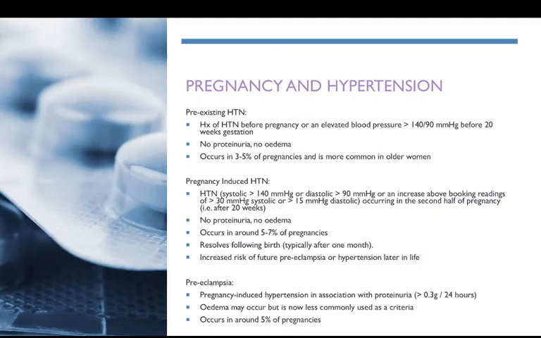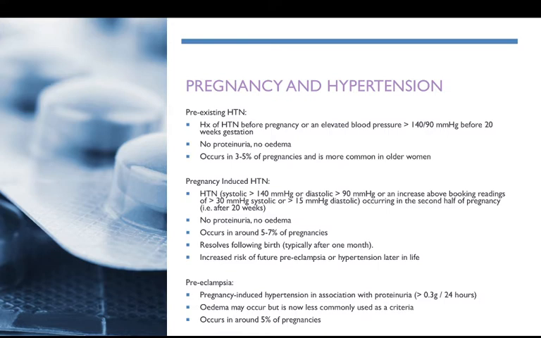Okay, so pregnancy and hypertension. There's 3 conditions that we need to cover. So the first one is pre-existing hypertension. This is where a woman is pregnant who, before pregnancy, had a history of high blood pressure. And so it's a blood pressure of above 140 over 90 before 20 weeks gestation. Okay. There's no proteinuria, so no protein in the urine, and no edema. This occurs in 3 to 5% of pregnancies, and it's more common in older women.